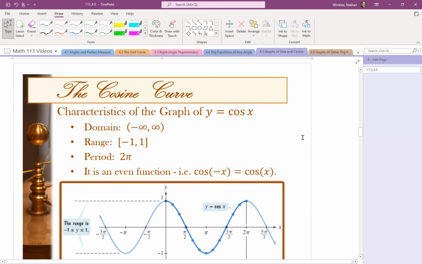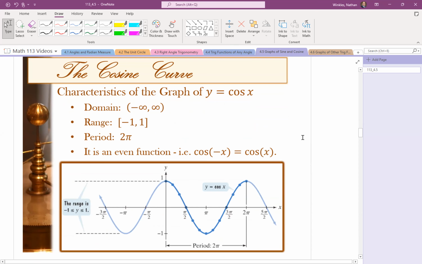So our cosine curve has very similar characteristics, that its domain is negative infinity to infinity. Range is -1 to 1, a period of 2 pi. It is an even function. So cosine of -x is equal to cosine of x. Its period, like I said, is 2 pi. It still has the same type of cycle. We can do different cycles left and right. So it's very similar. It's just like a shift.